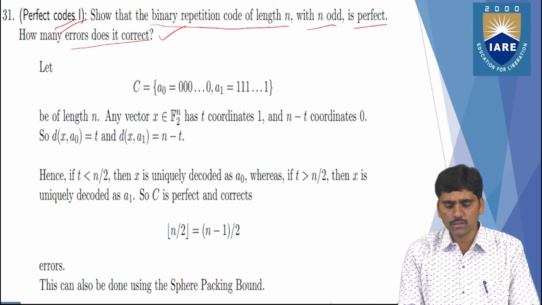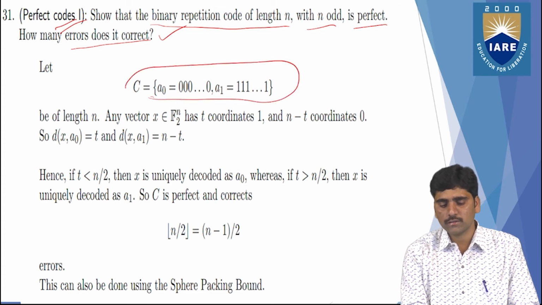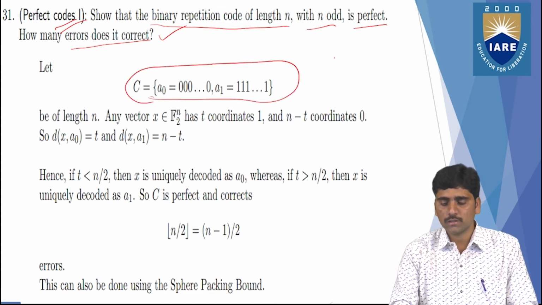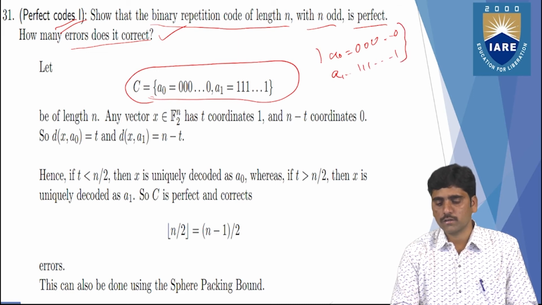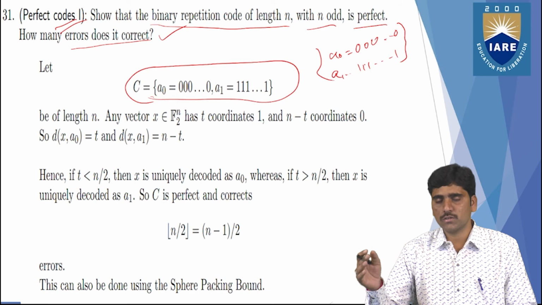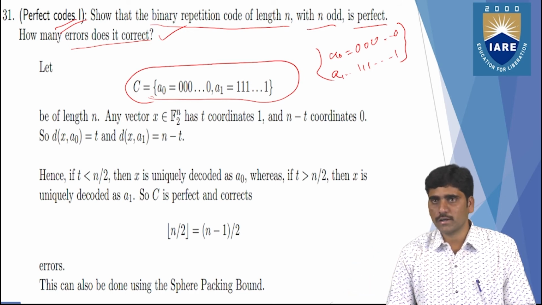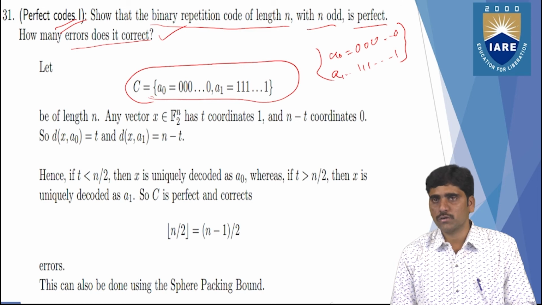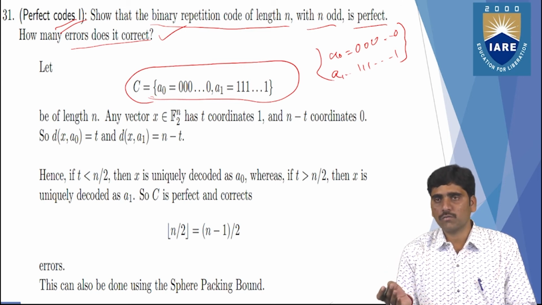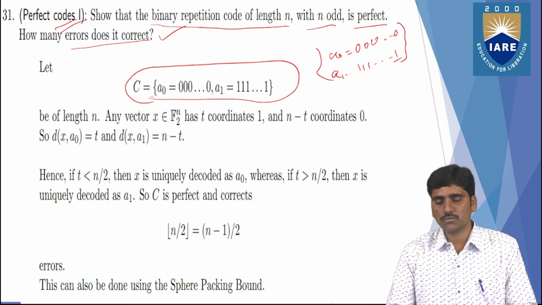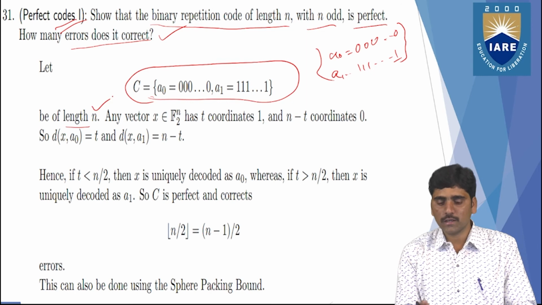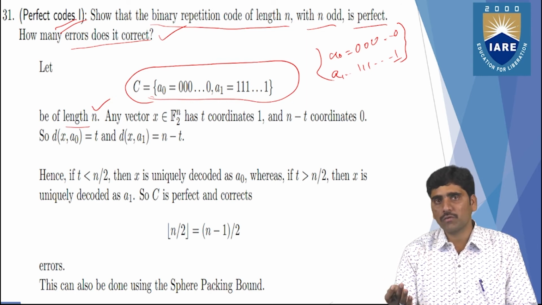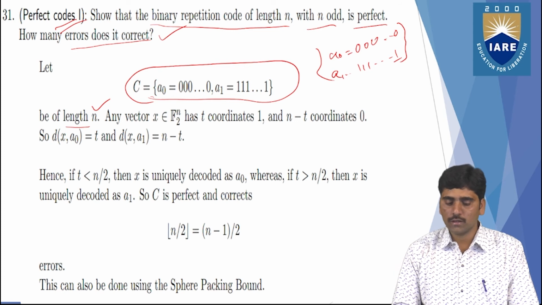See here. Take C as the code word, and those code words are A0 equals 000 up to 0, and A1 equals 111 up to 1. You can write anything: 000, 010, 000 up to that 0. Similarly for A1, you can write 111, 101, 110 up to the last digit being 1. So you can take those code words, with B of length n; that means they can have certain 3 words or 4 words or 6 words, right? So length n, we can have it.